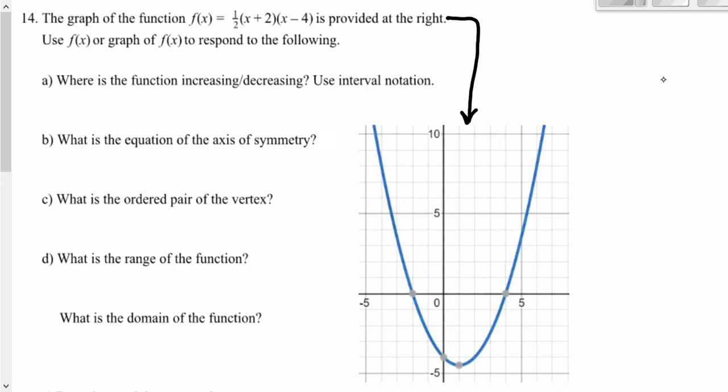This is a help video for the Unit 2 review, problems 14 and 15. In number 14, you're looking at the graph that was given, and you're supposed to answer a bunch of questions. Let's just take a look at that for a minute.